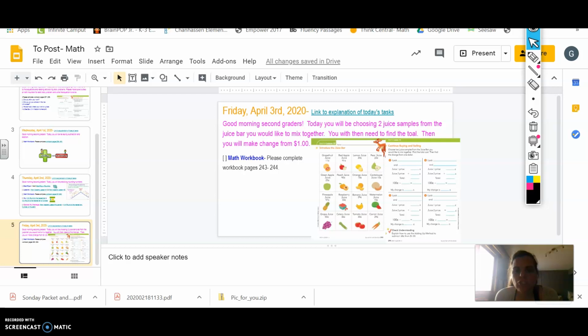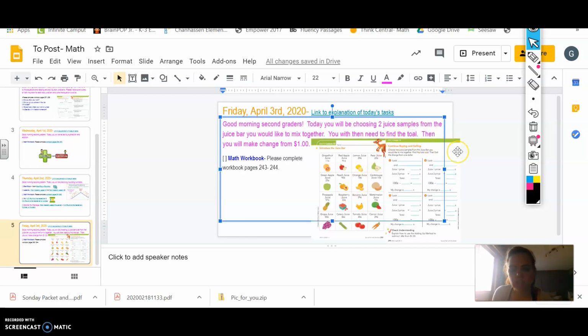Today you will be choosing 2 juice samples from the juice bar, which is on page 243. It looks like this right here, that you would like to mix together. You then need to add those 2 juices together to find the total, need to add a cent sign in there. Then you will make change from the dollar.